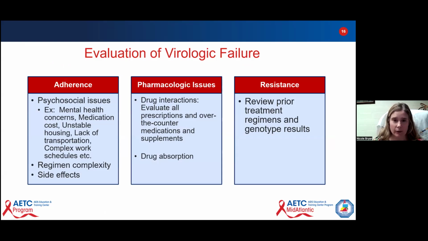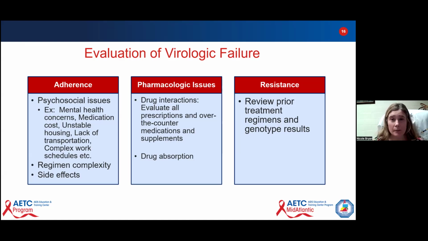So how do we approach them when we see evidence of virologic failure? The first is to talk to them about adherence. Are they having any mental health concerns? Is medication cost an issue? Did they lose their job or change their job and their insurance changed, which resulted in a change on their formulary? So maybe they're not able to get it. Are they unstably housed? So do they have a place to store their medication or keep their medication safe? Have they had issues with transportation so they can't get to the pharmacy to get their medication picked up and they can't get to their clinic appointments?